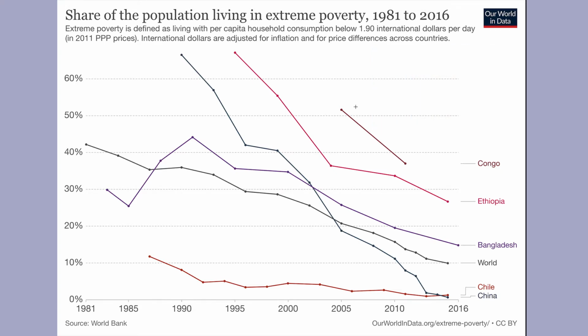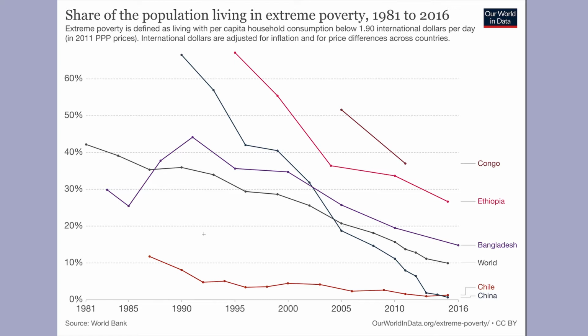Now, if we look at this graph, to read it dynamically, we want to read it from left to right, and we want to look at how the share of the population living in extreme poverty is changing over time. Another way to put that is, how does the percentage increase or decrease as time passes, as time increases?